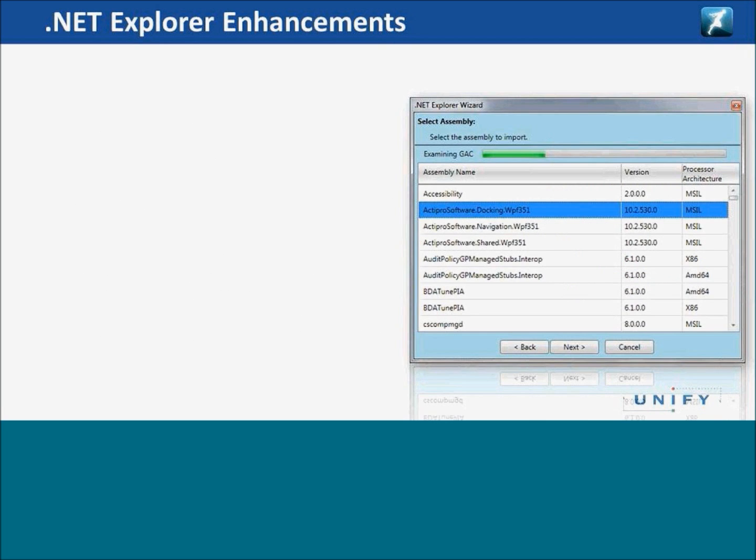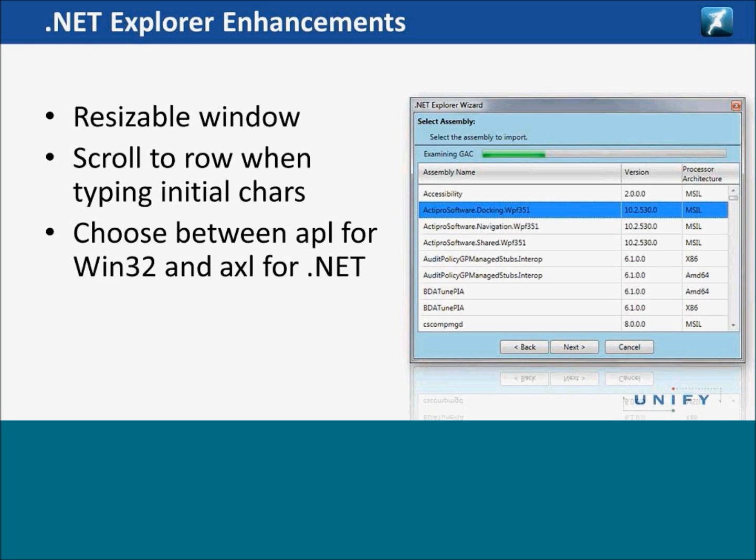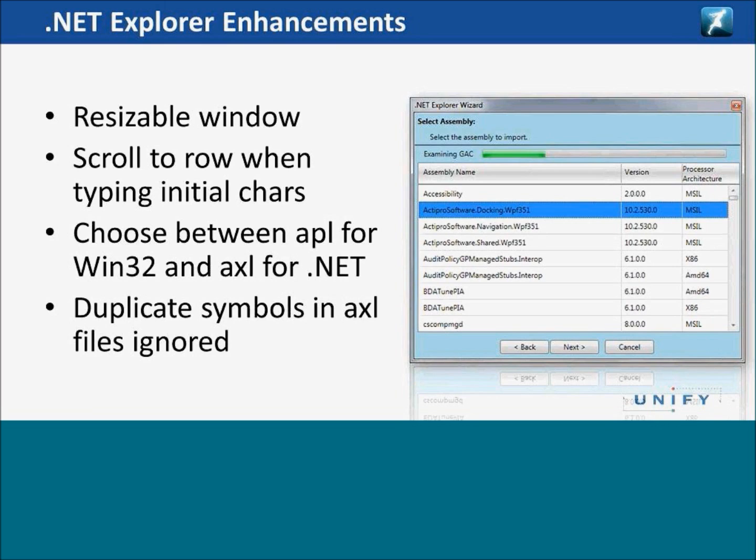.NET Explorer Enhancements. Now is a resizable window. You can scroll to a row when typing initial characters. So basically you type Unify dot, and then it goes to the Unify controls if you look for Unify controls or Microsoft, whatever. When you generate the interface, you can choose between an APL for Win32 and an AXL for .NET. So that can be done from the Explorer now. And duplicate symbols in AXL files are ignored, so you can include as many AXLs in your application without getting duplicate symbol problems.